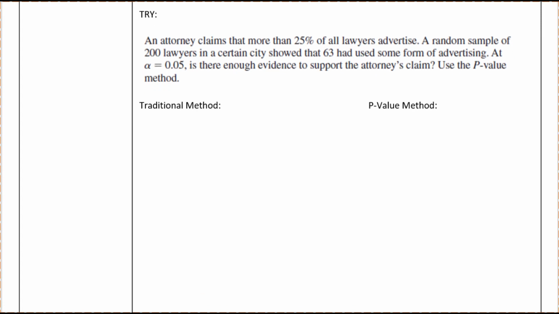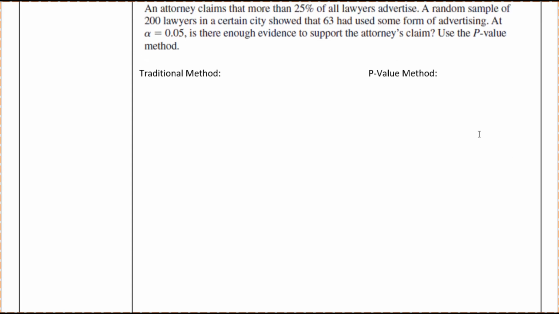All right, so let's look at the solution to the problem. Let's go straight to the hypothesis statement. We're looking at, is there enough evidence to support the attorney's claim? The attorney's claim is that more than 25% advertise. So we have H0, and more than means greater than, so that means we're going to put that in our alternative. We're going to say that p is more than 0.25.